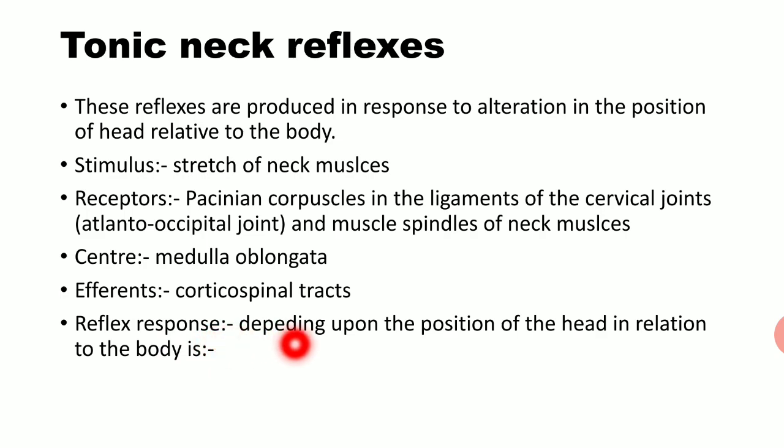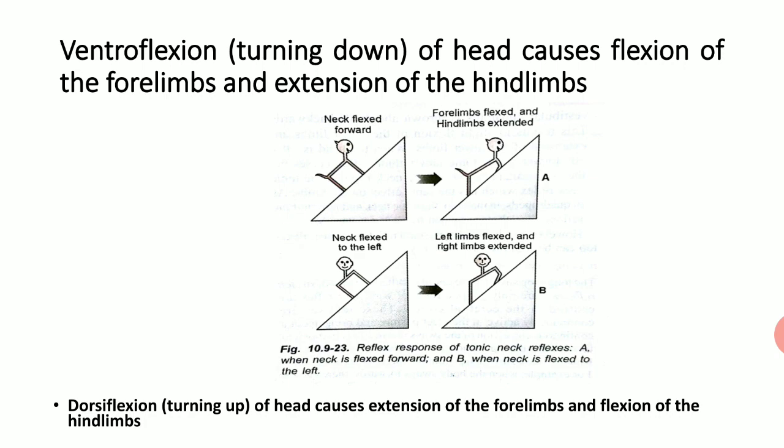The reflex response depends upon the position of the head in relation to the body. So these are the reflex responses. Ventroflexion, meaning turning down, as in figure A, causes flexion of the forelimbs and extension of the hind limbs. And when there is dorsiflexion, turning up, there is extension of the forelimbs and flexion of the hind limbs.